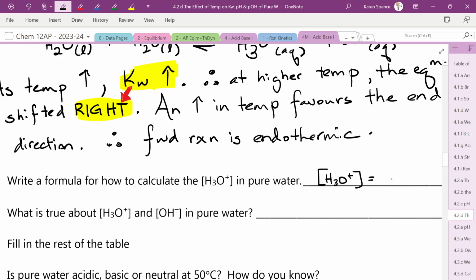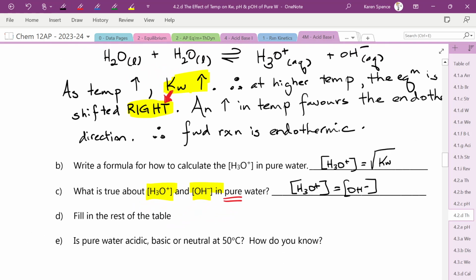So H3O+ equals what? Square root of Kw. Excellent. What is true about hydronium and hydroxide in pure water? They are equal: H3O+ is equal to OH-.